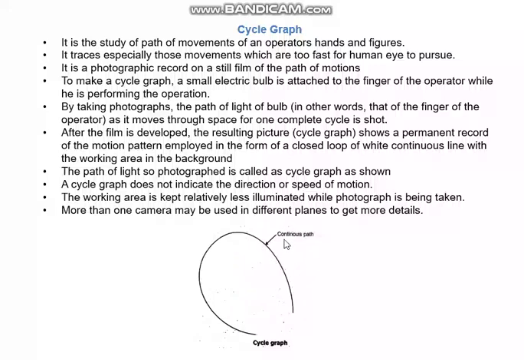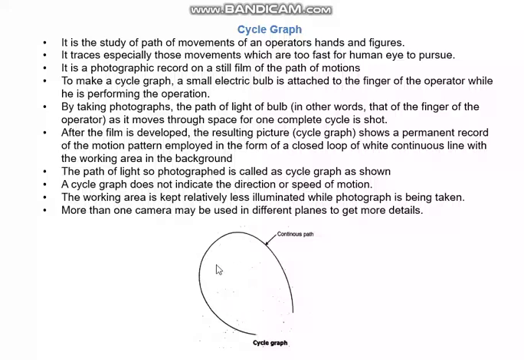The working area will be in the background, and this continuous path of the cycle graph is in the foreground. The path of light so photographed is called the cycle graph, as shown in the figure. The cycle graph does not indicate the direction or speed of motion. See, this is one of the disadvantages. Whether the finger has moved from this side to that side or that side to this side, we don't know. And at what speed did it move, very fast or slow? We don't know.